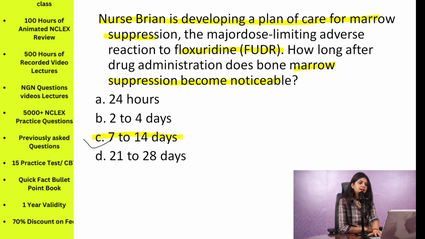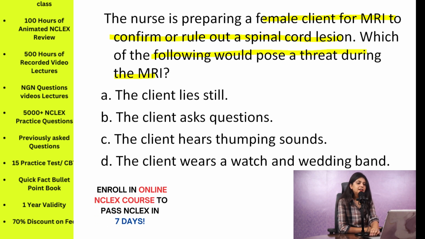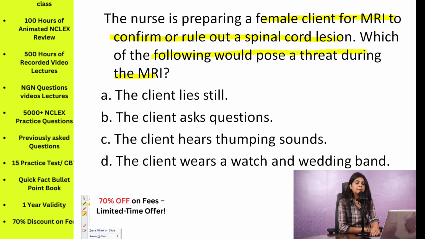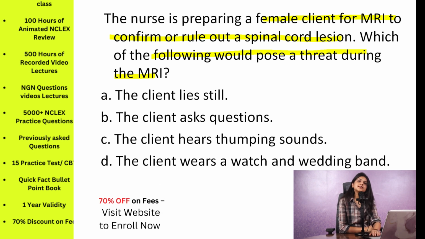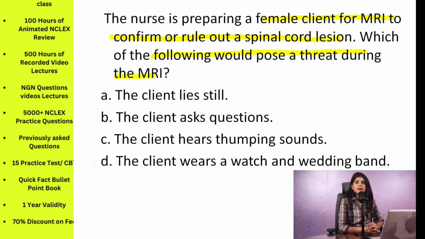The nurse is preparing a female client for MRI to confirm or rule out a spinal cord lesion. Which of the following would pose a threat during the MRI? A. The client lies still. B. The client asks questions. C. The client hears thumping sounds. D. The client wears a watch and wedding band. Answer: D. The client wears a watch and wedding band.